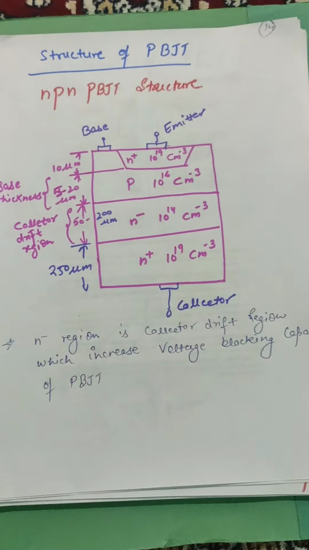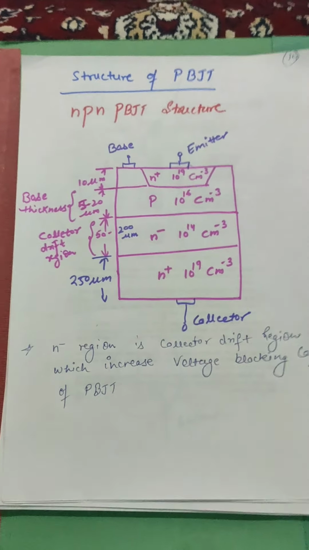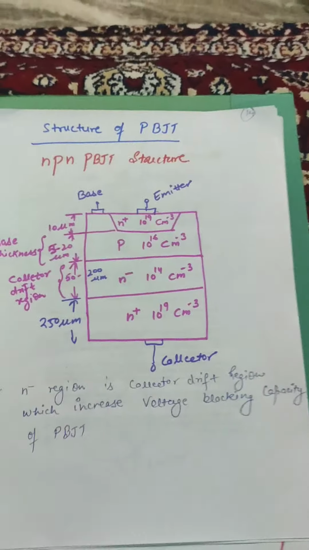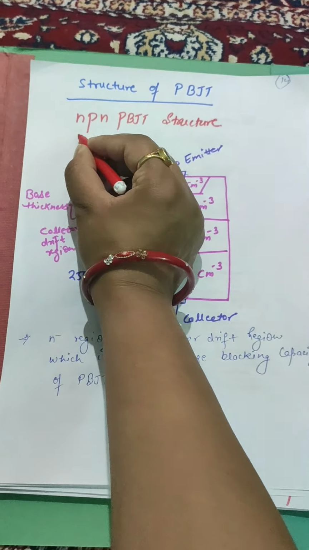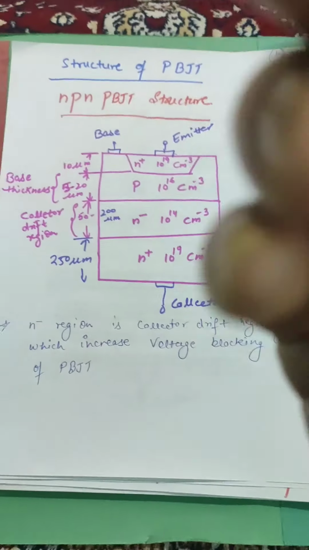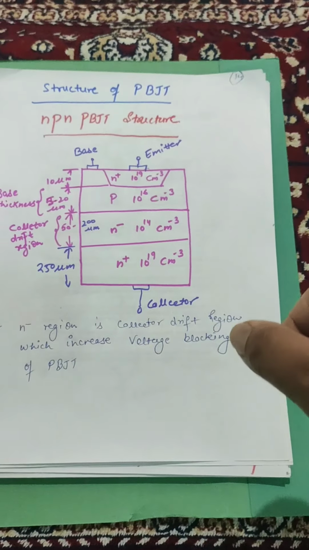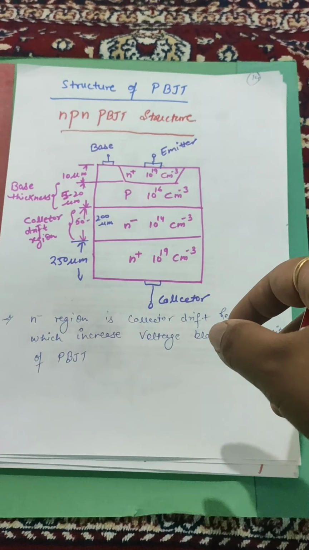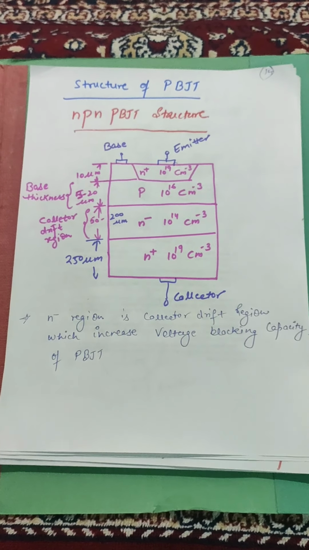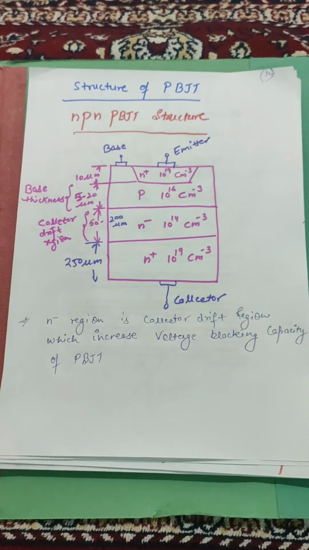This is the basic structure of power BJT. We can easily see that this is an NPN power BJT structure. Friends, why do we use an NPN transistor as compared to a PNP transistor? Because the NPN transistor has electrons as the majority charge carriers, and the mobility of electrons is better than holes. So an NPN transistor is faster than PNP.